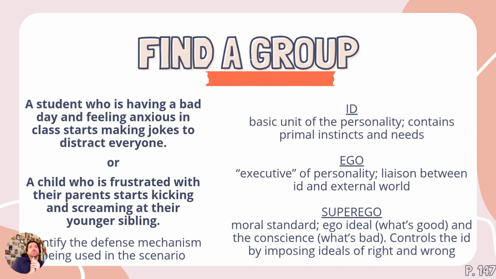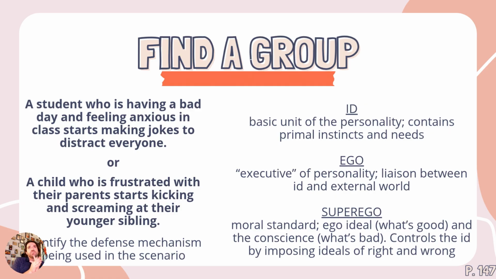So we got the id, the ego, the superego. The id is the basic unit of personality, containing primal instinct and needs. Ego, executive of the personality. It's that middle ground between the id and the external world. And then the superego is like our moral standard. What's good, what's bad, it controls the id by imposing ideals of right and wrong.